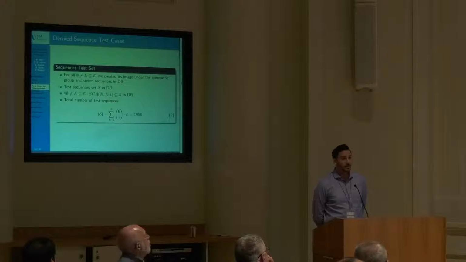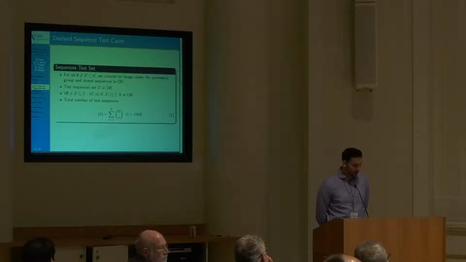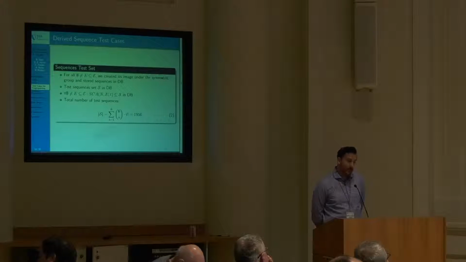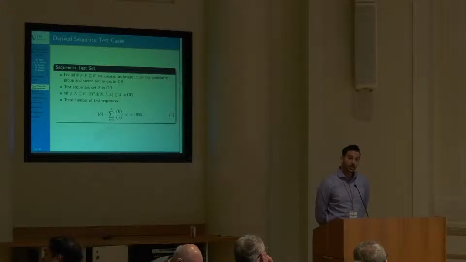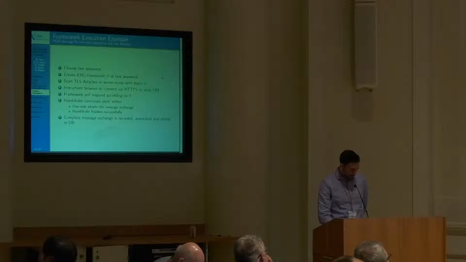From these 6 events, we considered all non-empty selections and then all permutations of them. And we stored all of these sequences in our database. This means, in particular, that we can find all sequence covering arrays for the respective parameters as a subset of the set of all these sequences. This led in total to 1,956 test cases.